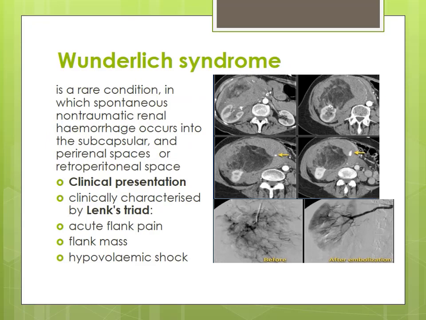Wunderlich syndrome. Wunderlich syndrome is a very important entity associated with angiomyolipoma. It is a rare condition in which a spontaneous non-traumatic renal hemorrhage occurs in the subcapsular or perirenal space or the retroperitoneal space, and angiomyolipoma show this presentation. The classical presentation is Lenk's triad, which includes acute flank pain, flank mass, and hypovolemic shock. Patients can present with hypovolemic shock whenever there is bleeding into the angiomyolipoma, which is an emergency.